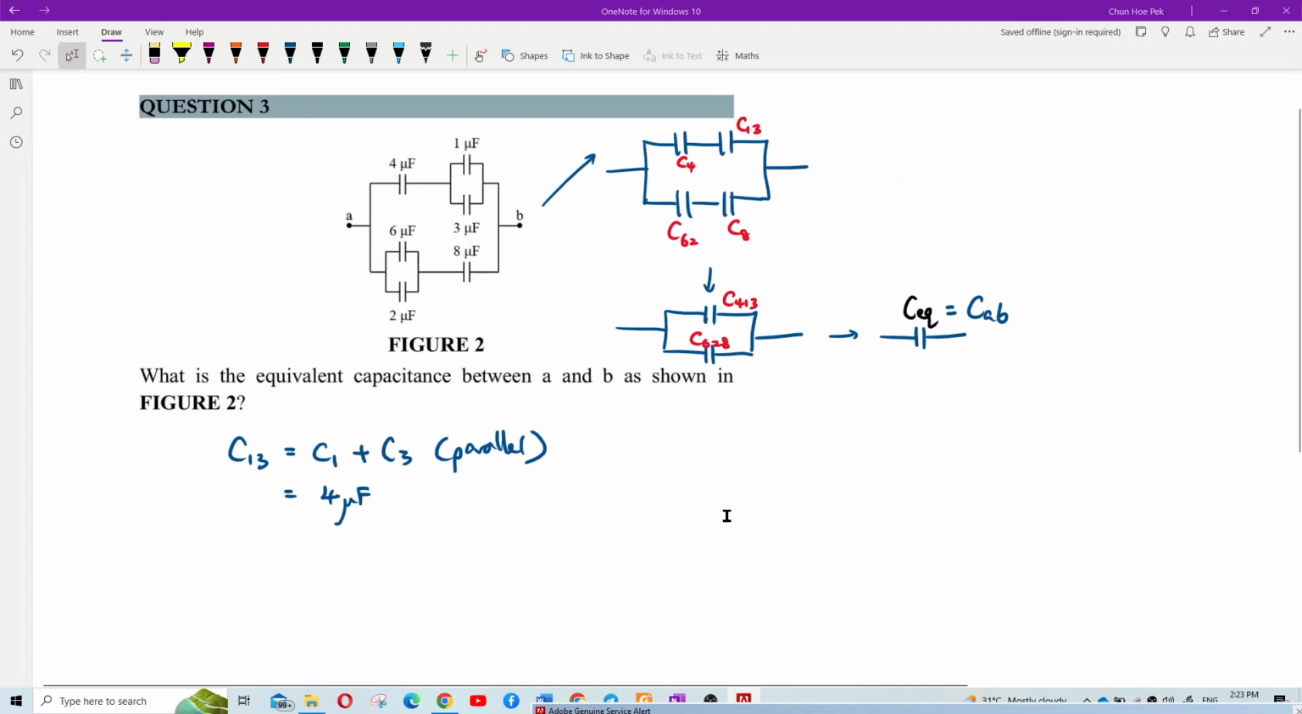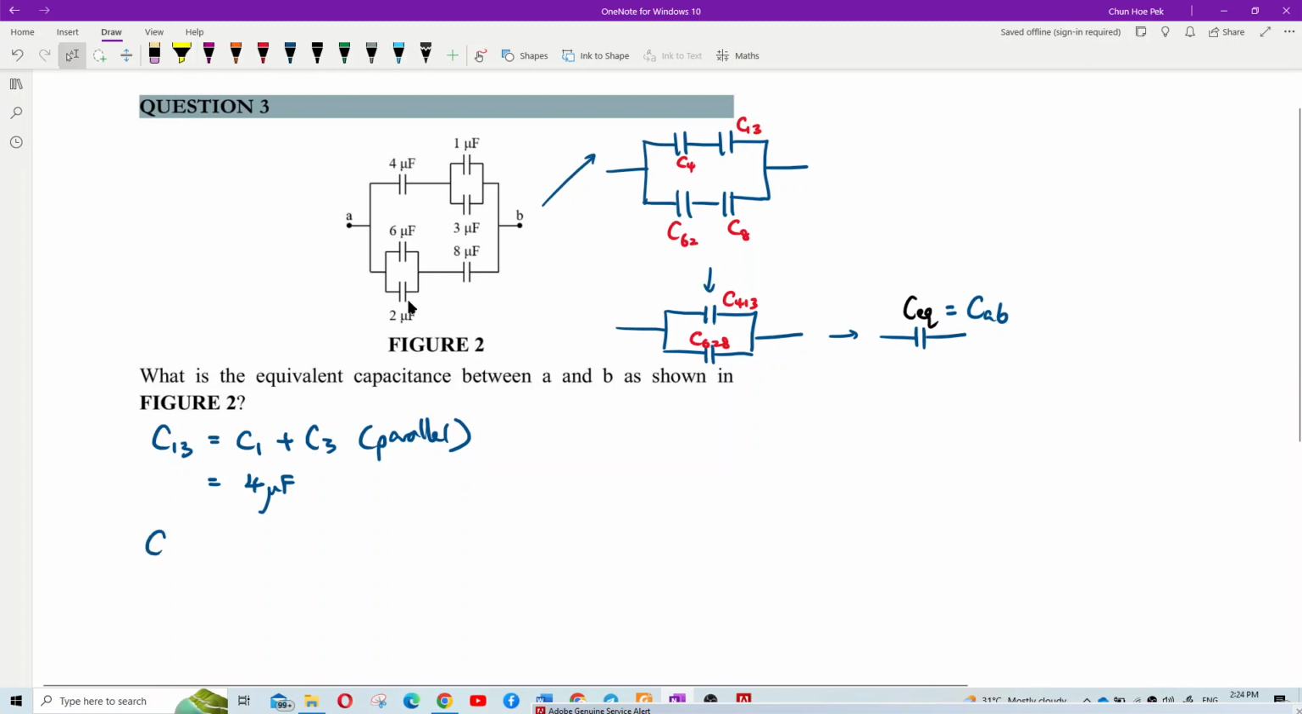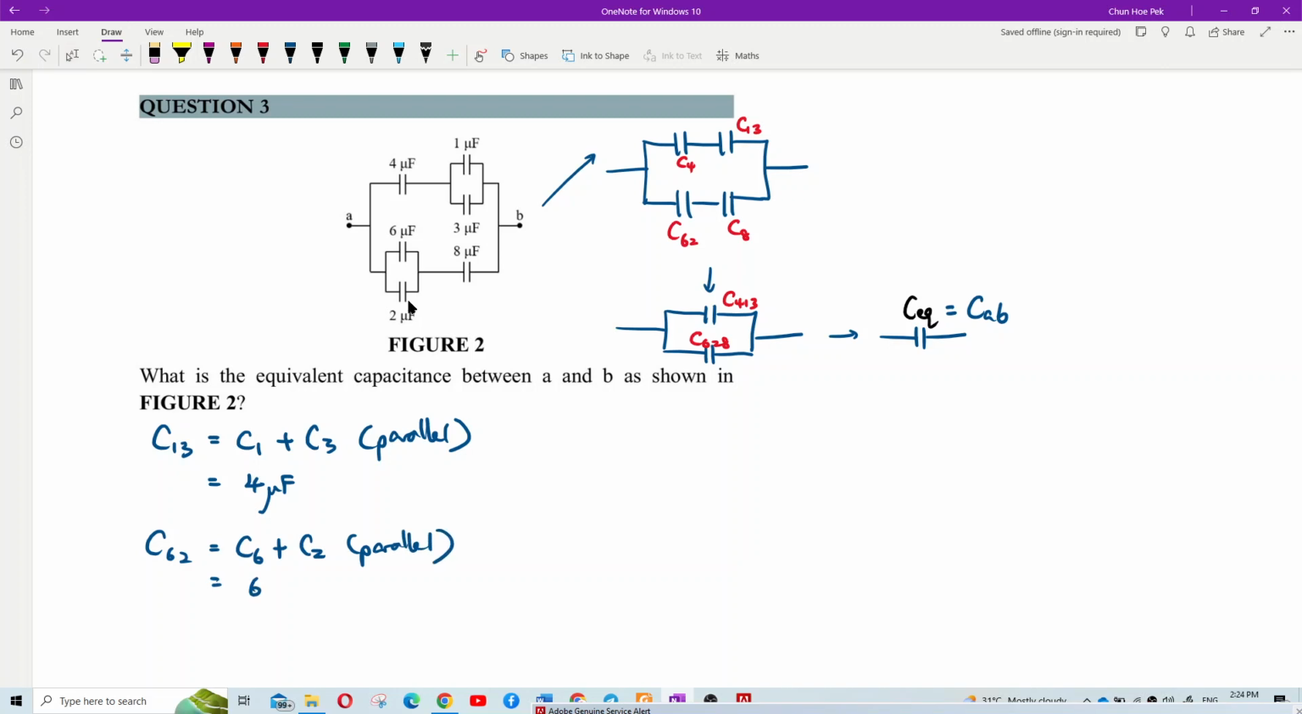Okay, next, between 6 and 2, same thing. C62 is C6 plus C2, they are also parallel. So 6 plus 2 is 8 microfarad. So we got it ready, C13 and C62. Now we combine these two in series.